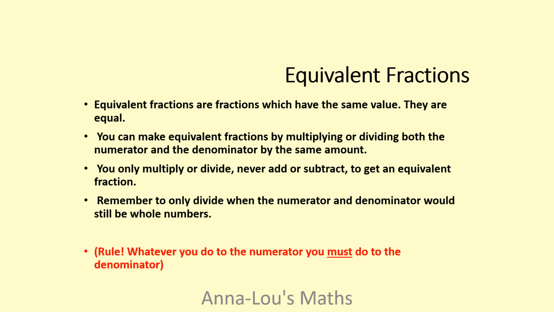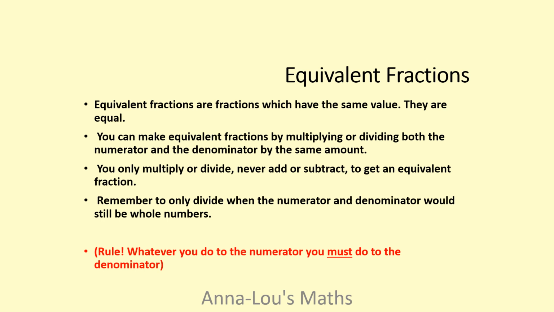So you can make equivalent fractions by multiplying or by dividing. Dividing is the skill we used in simplifying fractions, both the numerator and the denominator by the same amount. You can only multiply or divide, never add or subtract. You have to scale them up equally. And remember, only divide when the numerator and the denominator would still be whole numbers. You can't have a decimal on top of a fraction. Our main rule to remember, as with most things with fractions, is whatever I've done to the top, I need to do the exact same to the bottom or vice versa.